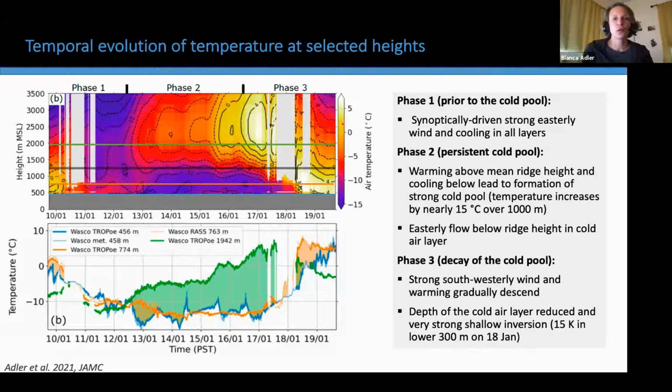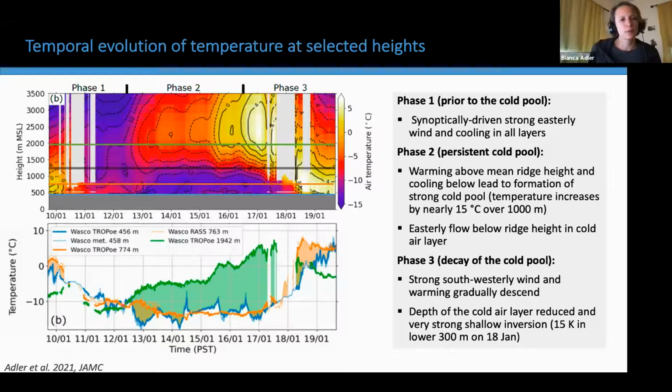So for a more detailed view on the temporal evolution and stratification, I extracted time series at 3 heights, indicated here by these horizontal lines. The green line is at the top of the elevated temperature inversion. The orange line is at 300 meters above ground, so in the middle of this cold air layer, and the blue line is at the surface. So you can nicely see the cold pool formation with the increase of temperature here at 2 kilometers and the decrease of temperature at the surface.